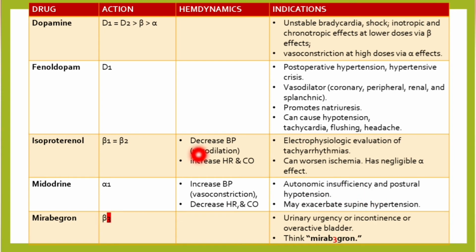The last drug that I would like to mention is mirabegron. This drug acts on beta 3, right? So if you put a mira on 3, it will look like a capital letter E. So you think of mirabegron. This drug is used in urinary incontinence or overactive bladder. So that is all about direct agonists.